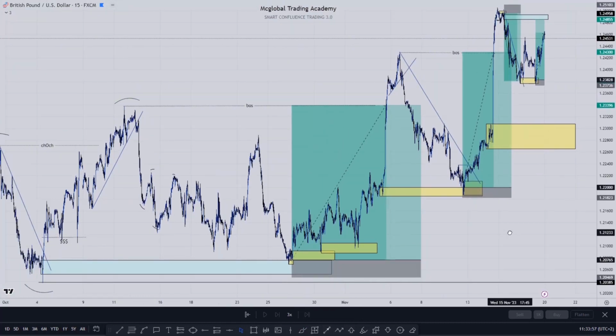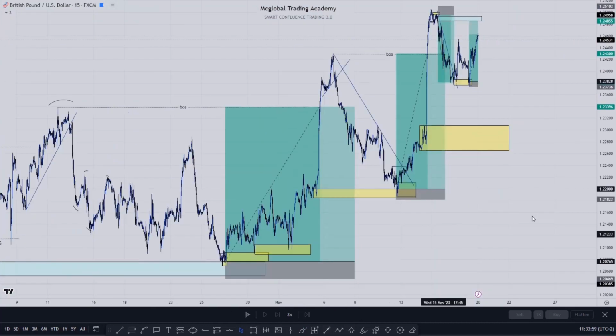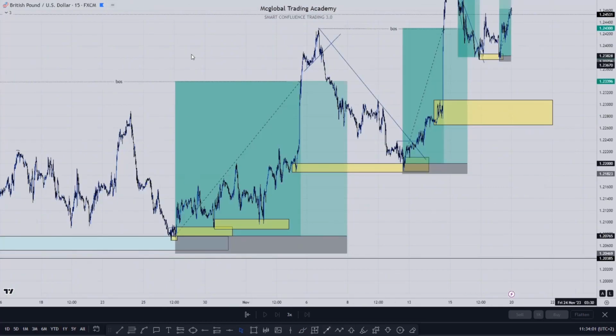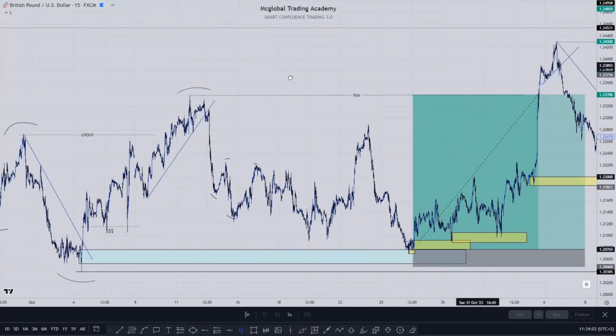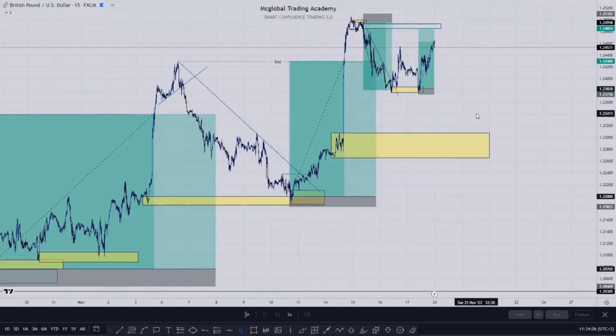This is how we make our money. So guys, thank you for watching. I just wanted to share with you a little bit of how I trade, how I look at the market alongside the people that I trade with.